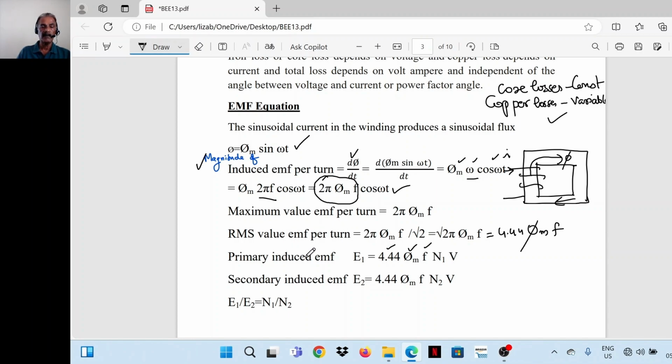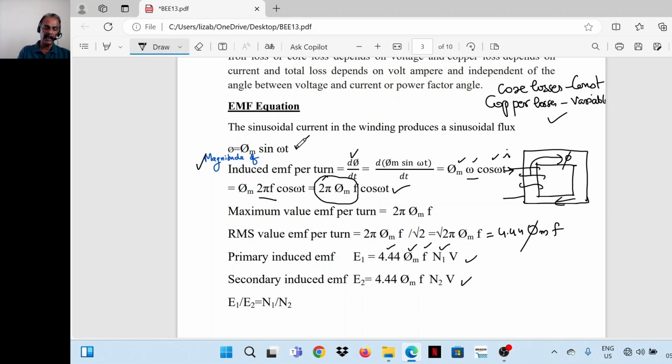The RMS value of the primary induced EMF E1 is the EMF per turn into the number of turns in the primary winding. Let there be N1 turns in the primary winding, then E1 is equal to 4.44 f phi m N1, and E2, with N2 turns in the secondary winding, is 4.44 f phi m N2 volts. These are the EMFs induced in the primary and secondary windings.